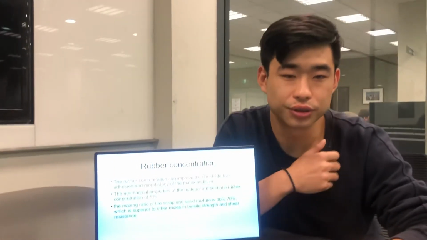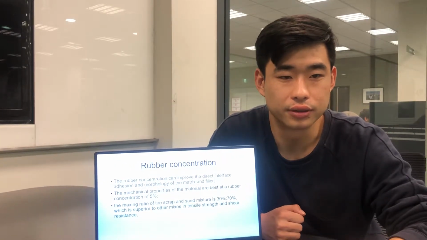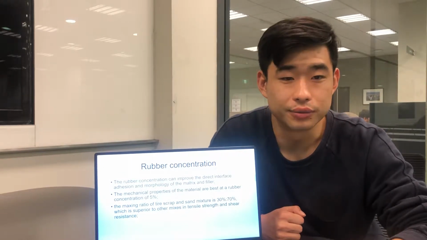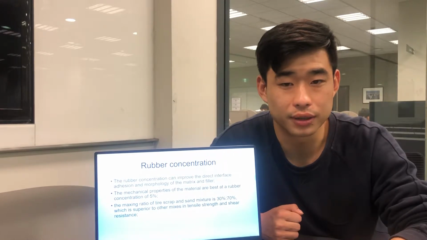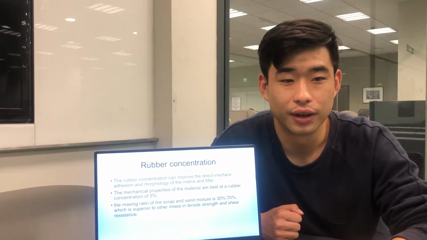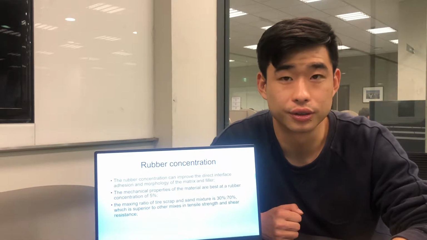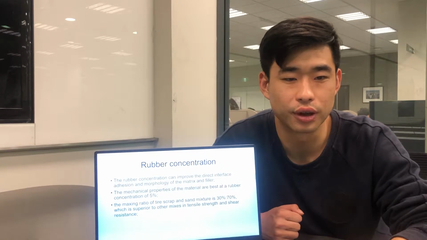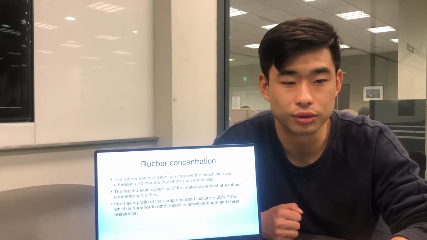The rubber configuration can improve the direct interface, enhance and the more logical of the manufacturing of the field. The manufacturing of the material is best at the rubber concentration of 5%. The max rate of the tailscape and the sand mixture is 30% and 17%, which is separate other of the max in test strength and shear resistance.